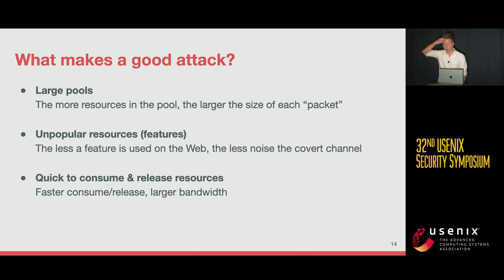In the previous example, that's a very slow channel. If you can only read and write 1 bit at a time, it's going to take a long time to transmit an identifier. So if you're an attacker, what do you want to make this a practical attack? You want a large resource pool so you can read and write a lot of information at the same time. The more resources that are in this pool, the faster you can communicate across it. You generally want unpopular resources. If there's a lot of benign use of this resource pool, it's going to be harder to communicate across it because it's going to be a very noisy channel. And last, you want the ability to release or pull resources out of the pool very quickly so you can communicate across it more quickly.